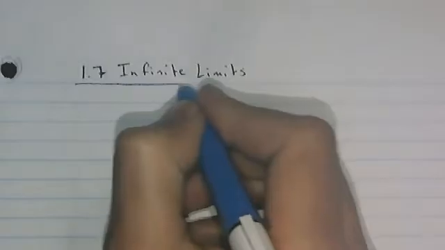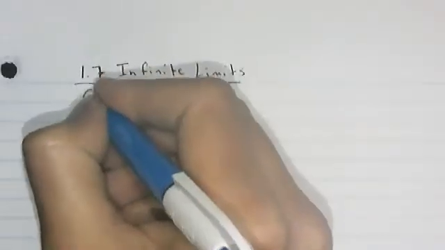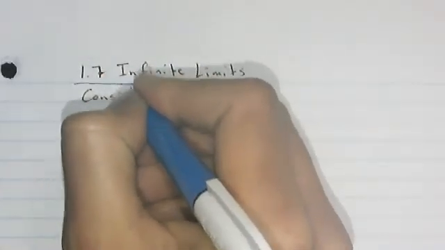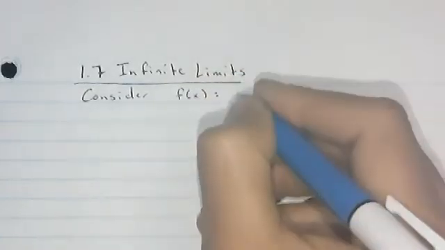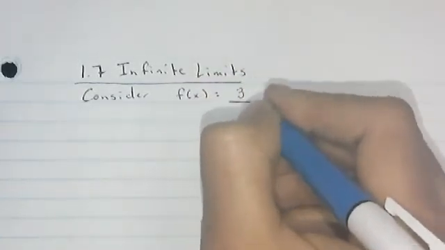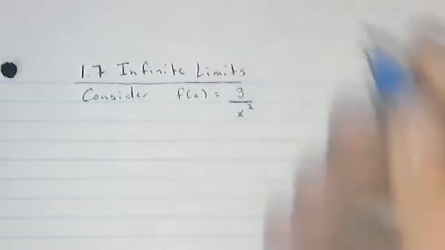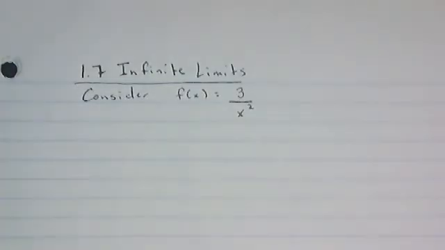So consider the function f of x equals 3 divided by x squared. That's what we're doing. You don't have this memorized.